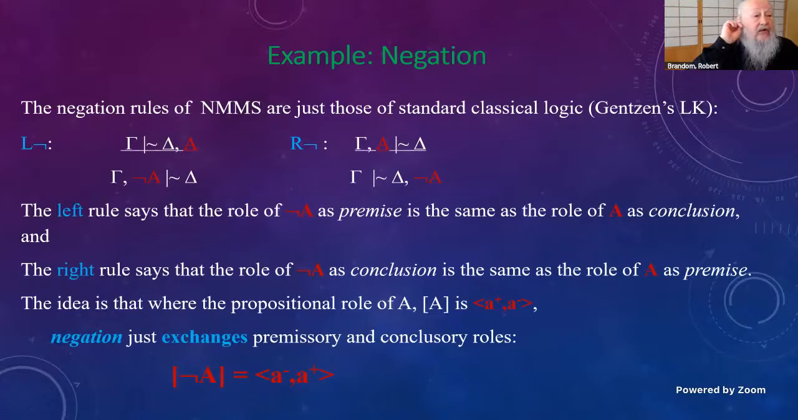Now, thinking of propositions that way, just to get a sense of it, the negation rules of NMMS are just the classical rules. If gamma implies delta and A, then gamma together with not A implies delta. The left rule says that the role of not A as a premise is the same as the role of A as a conclusion. And the right rule says the role of not A as a conclusion is the same as the role of A as a premise. And that means we can semantically interpret not A just by flipping the valences, taking the conclusory role of A as the premissory role of not A, and vice versa for the conclusory roles.